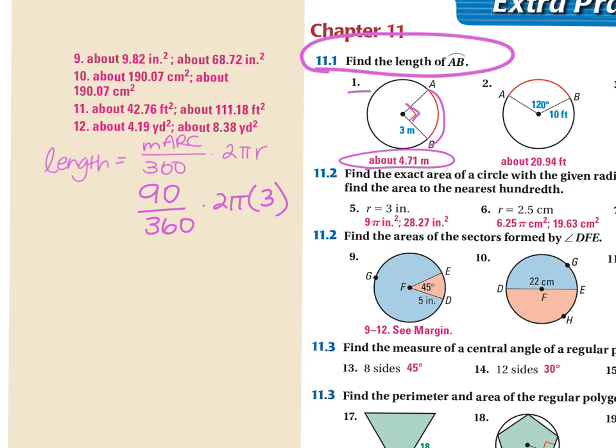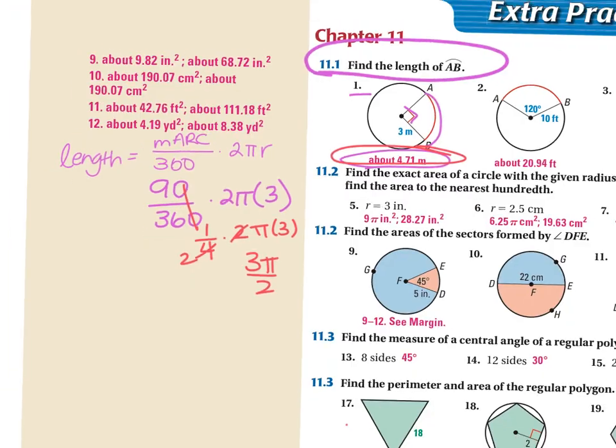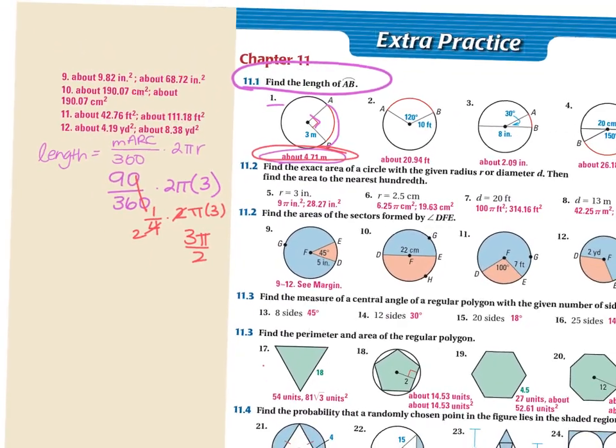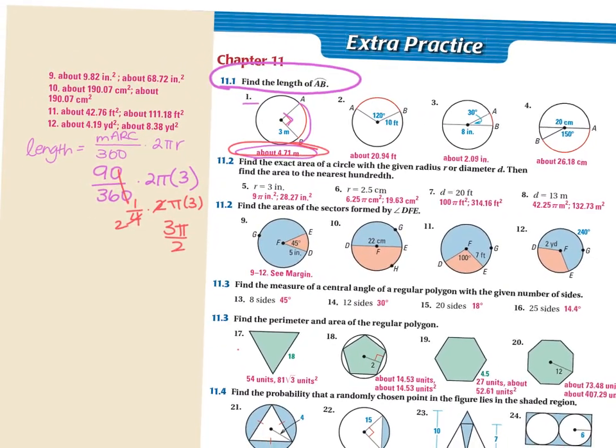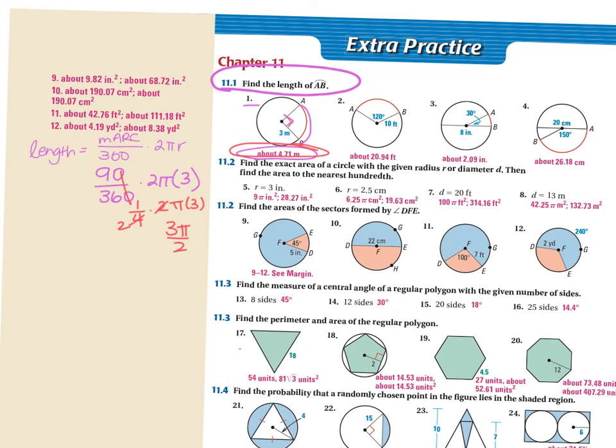It'll either say keep it in terms of pi, where I would take this and reduce it. This would be 1/4 times 2 times pi times 3, and 2 goes into 4 2 times. So this would be 3 pi over 2. Or if it says to round the decimal, then it would look something like that. So same thing for 2, 3, and 4. You just have to cut it in half because it's giving you the diameter.